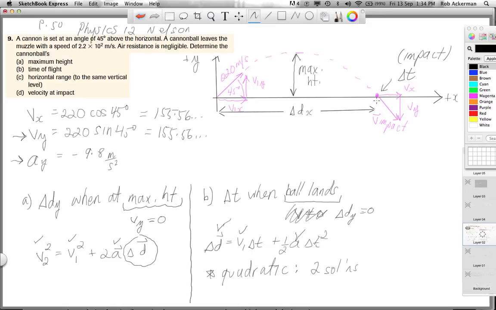Here's one of them, the impact, but the ball started at the ground. So one of your answers here, if you solve your quadratic correctly, will be 0, and the other one will be sometime a little while later when the ball returns to the ground. We expect to get 2 solutions. It makes sense.